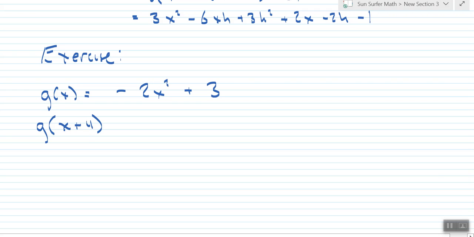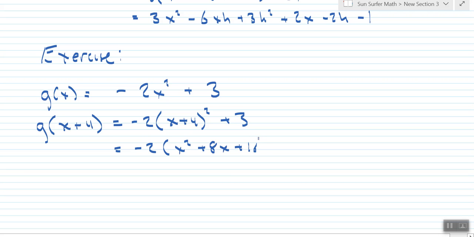So to get this started, we simply want to replace x with x plus 4 and then the plus 3. Now we're going to expand the binomial. So that's going to be x squared plus 8x plus 16, all being multiplied by this negative 2, and then plus 3. Now distributing the negative 2, we have negative 2x squared minus 16x minus 32 plus the 3.